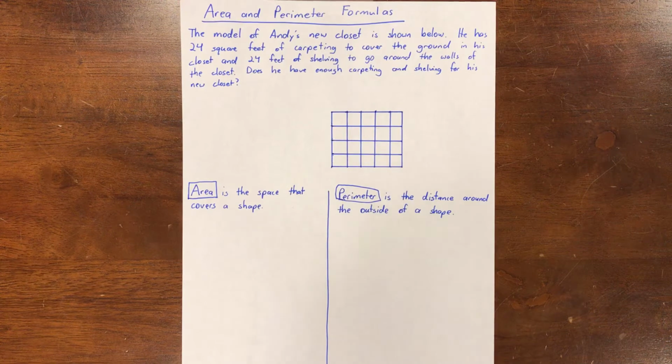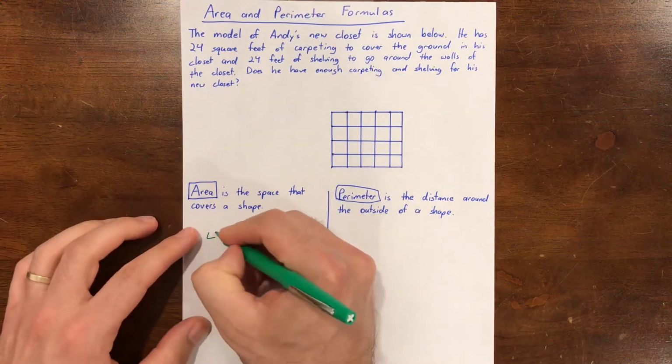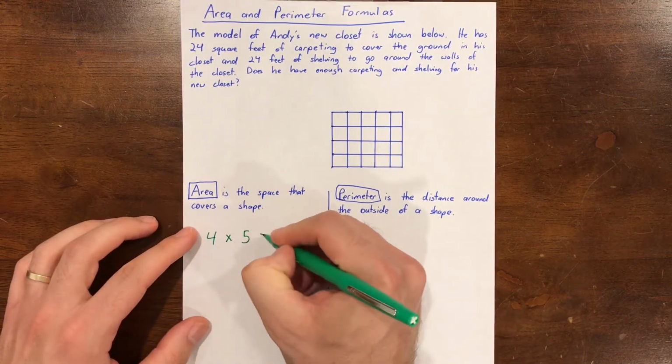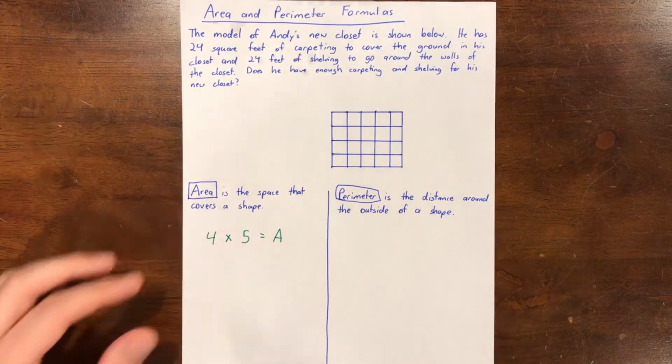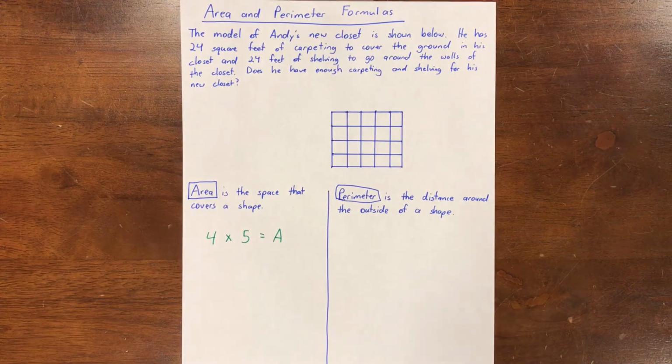And how could we find the area of this shape? Go ahead and say that out loud. Yeah, some of you said we could count the squares that cover the shape, and that is true, we could do that. But some of you also said that we could multiply 4 times 5 to find the area. And I'm wondering, why would that work? Say it out loud.